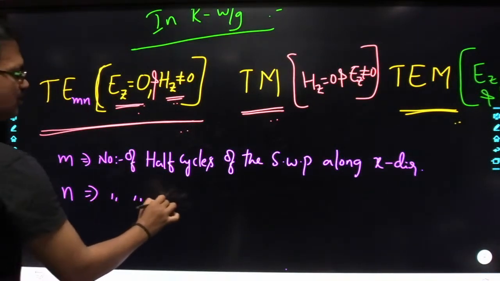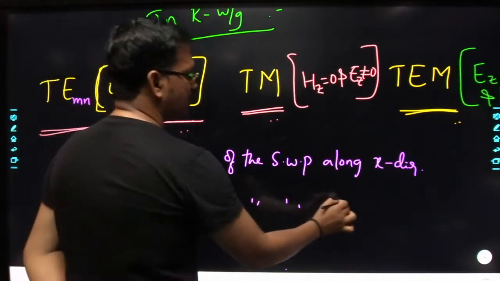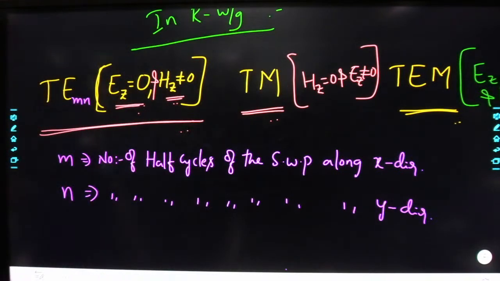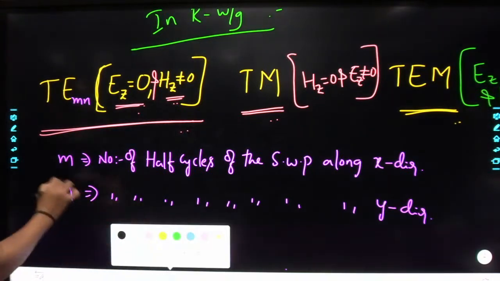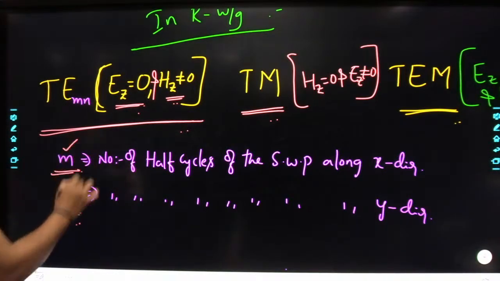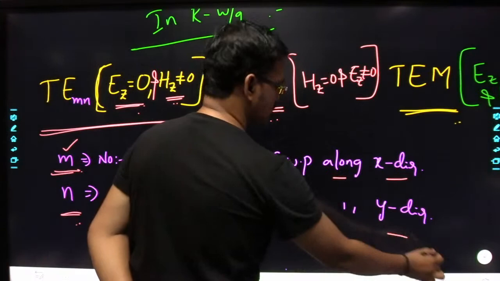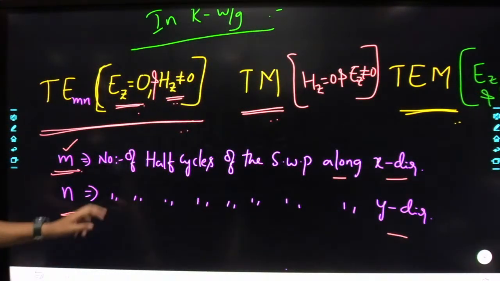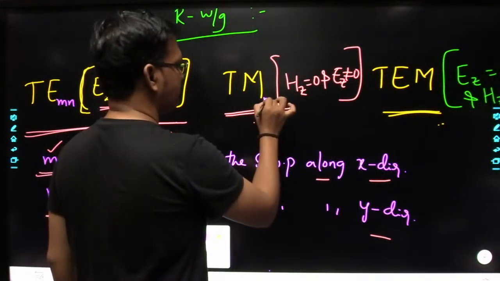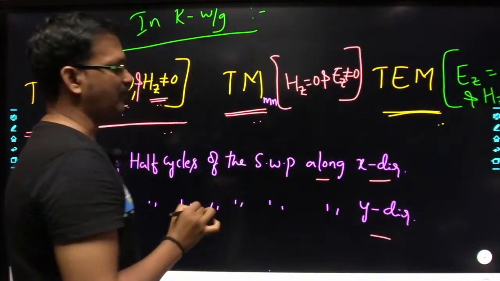We know that we are going to have standing wave patterns along the x direction as well as the y direction. So M represents the number of half cycles of that standing wave pattern along the x direction, and N represents the number of half cycles along the y direction. For TM also, we can have different types of modes depending upon M and N values.